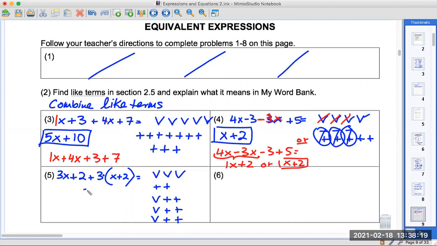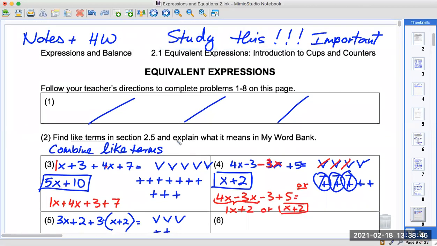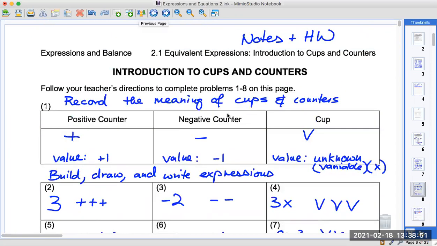Yeah, 3 groups of x plus 2, which is that. So now let's count it. So now we got 1, 2, 3, 4, 5, 6, 6x, 1, 2, 3, 4, 5, 6, 7, 8, plus 8. I'm going to go back to the previous page and use my counters. We're using this, but it means that.